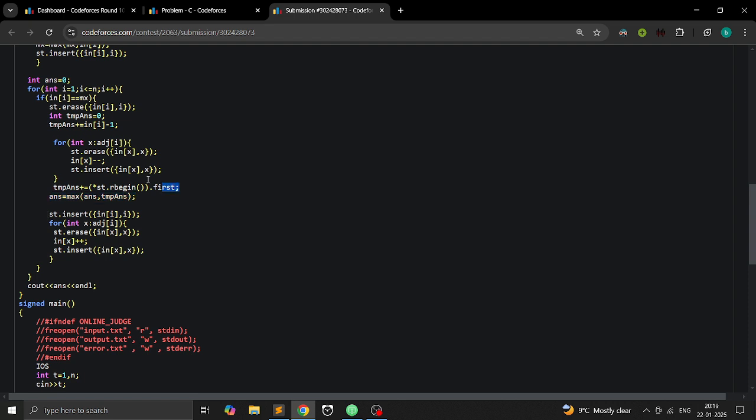Whatever I did here, like the erasing part, I will reverse that. I will add again the in-degree of i and i, and whatever I erased, like by erase and minus and insert, I will do the reverse: I will erase, then add, increase the in-degree, and insert again into the set. I am doing this because there can be two nodes which have in-degree matching with mx, so we have to consider all those cases. So this was the solution for this question.